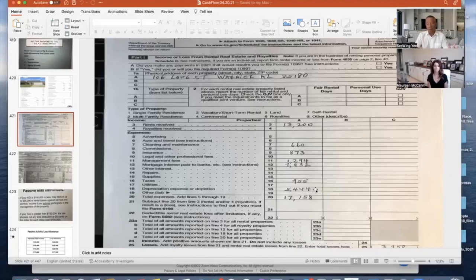This is depreciation. Traditionally, each property you own, you can depreciate the cost basis of your property each year. The depreciation method for anything 1 to 4 units is 27.5 years.